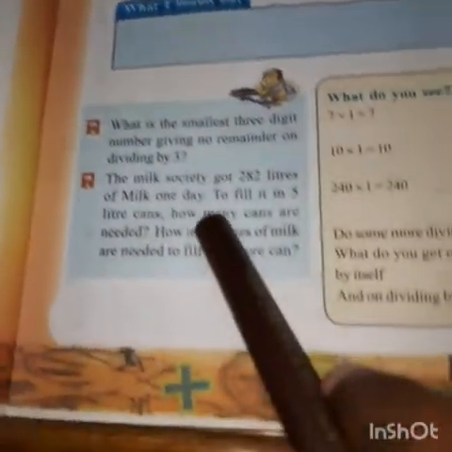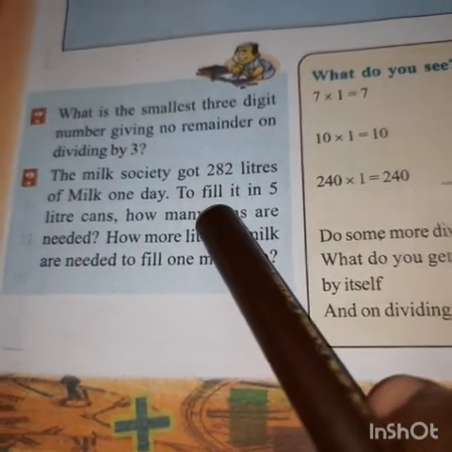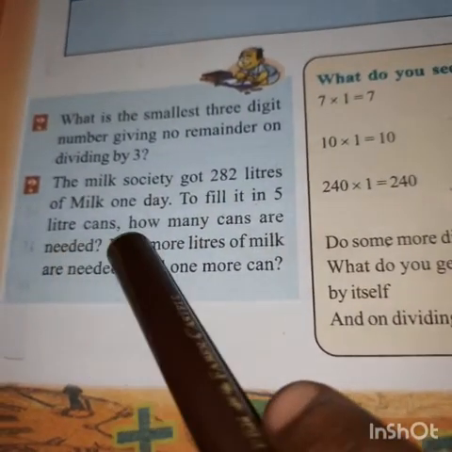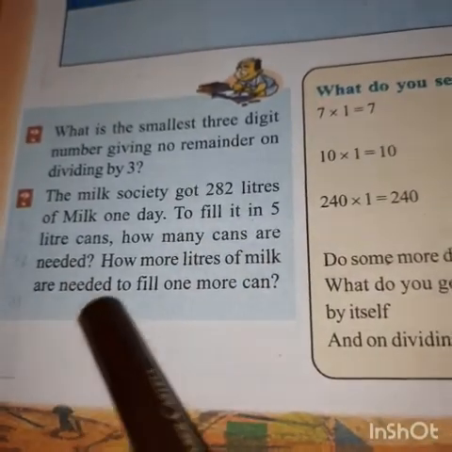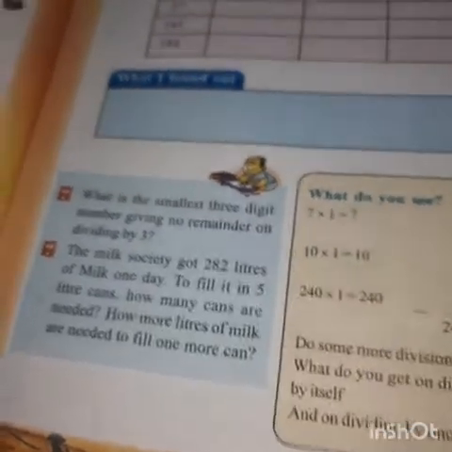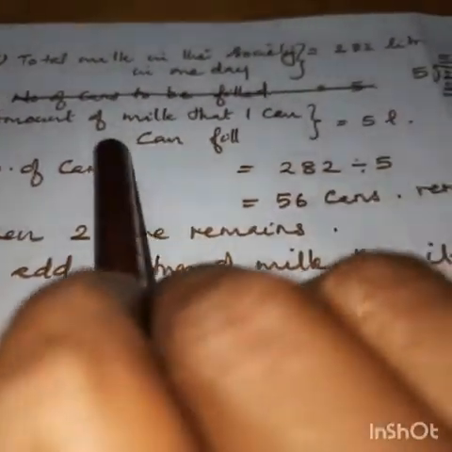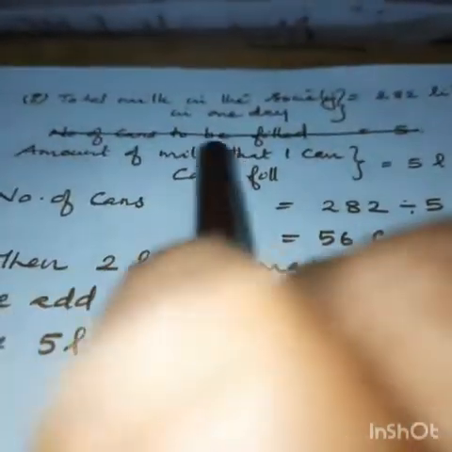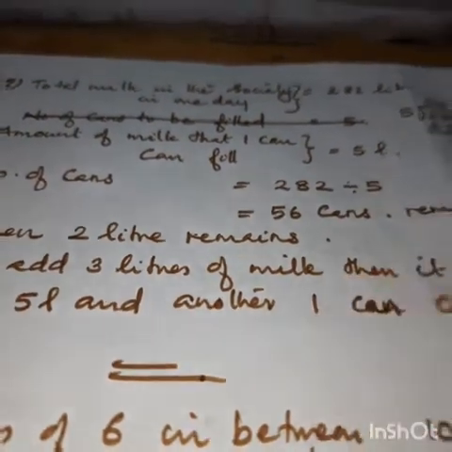Then the next question is, the milk society got 282 liters of milk one day. To fill it in 5-liter cans, how many cans are needed? How many more liters of milk are needed to fill one more can? Total milk in the society is 282 liters in one day. The amount of milk that one can fill is equal to 5 liters.